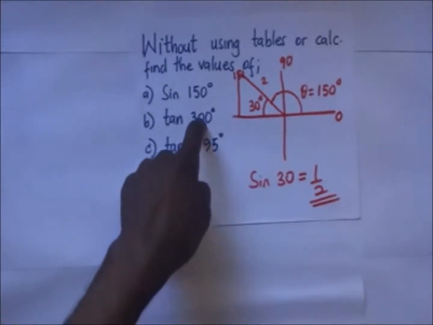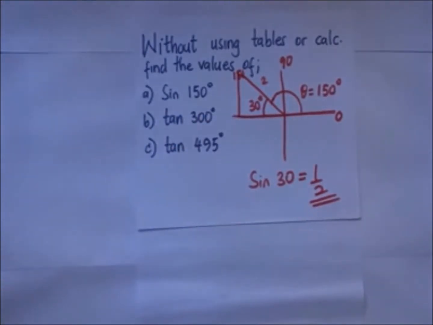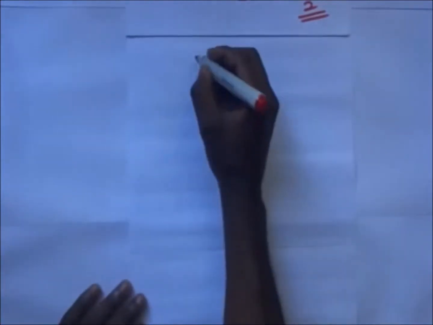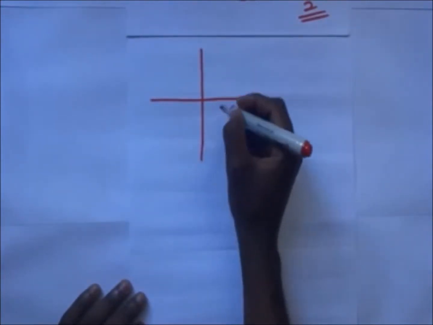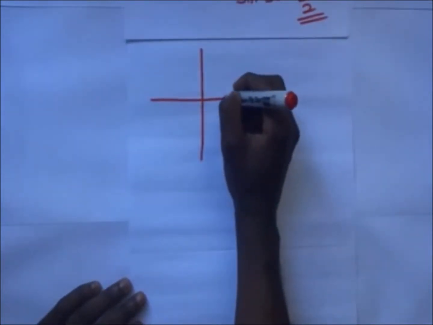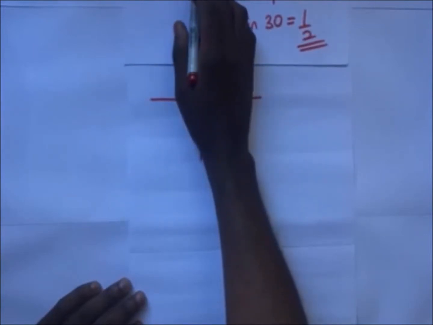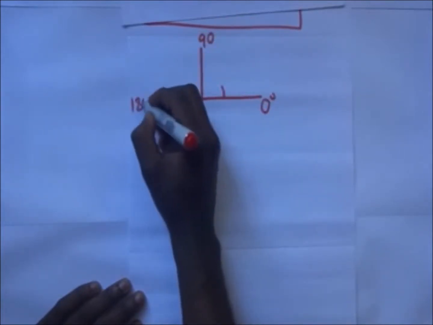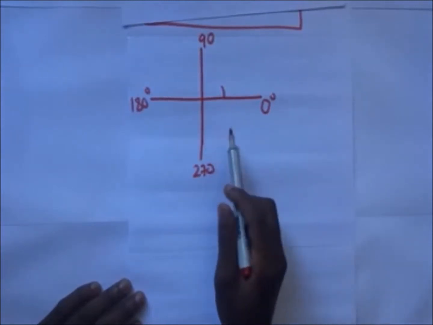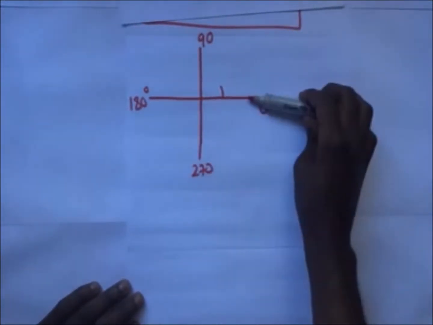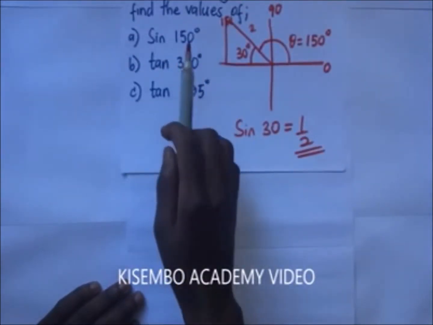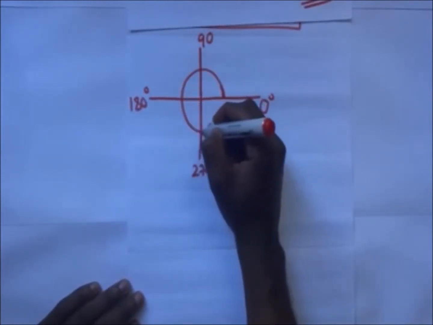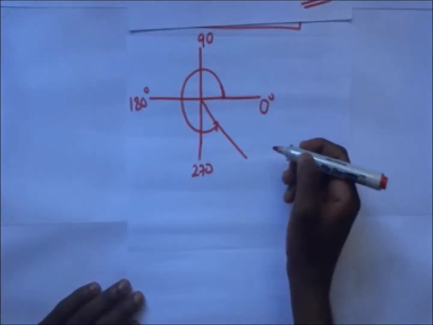We go to the second, tan 300. To find the tangent of 300, we need to first find out in which quadrant tan 300 is lying. So again, we are going to draw our unit circle. This is 0 degrees, it runs to 90, to 180 degrees, then this is 270 degrees. So 300 degrees lies between 270 and 360 degrees. When we say 300 degrees, we start counting from here, moving that side: 90, 180, 270. So 300 lies somewhere there in the fourth quadrant.